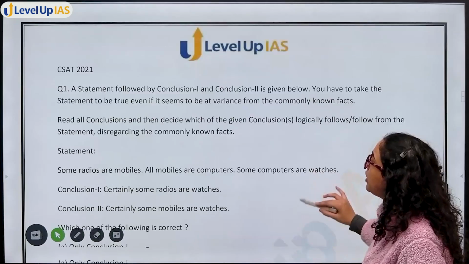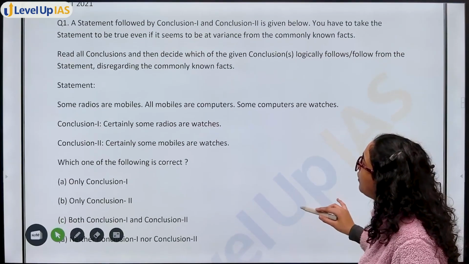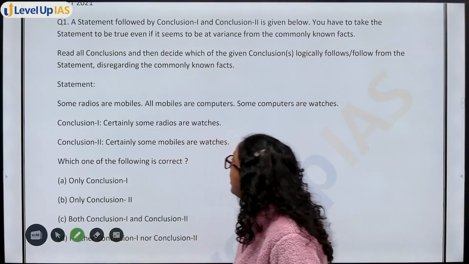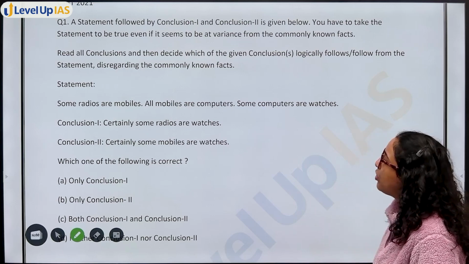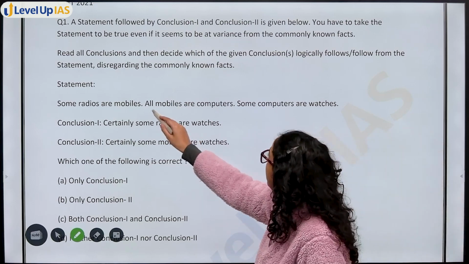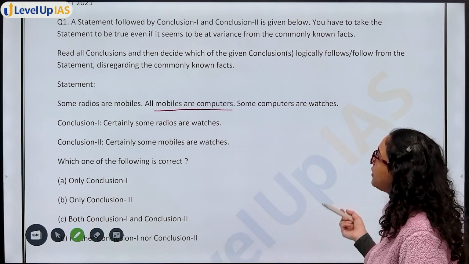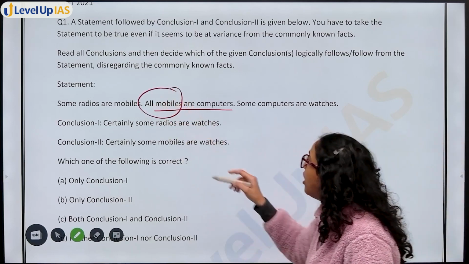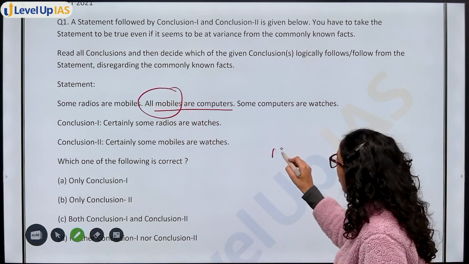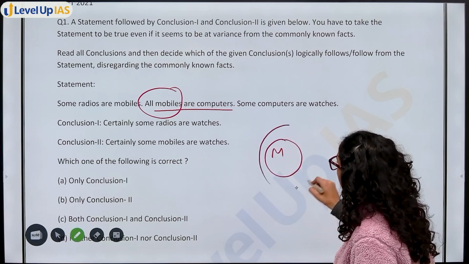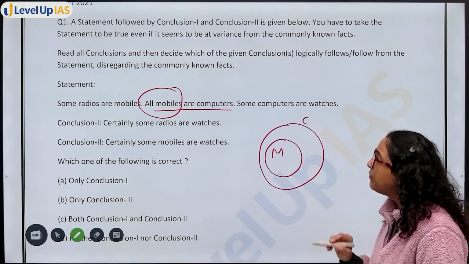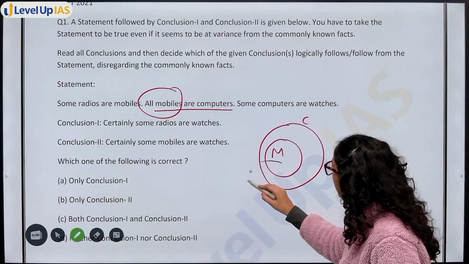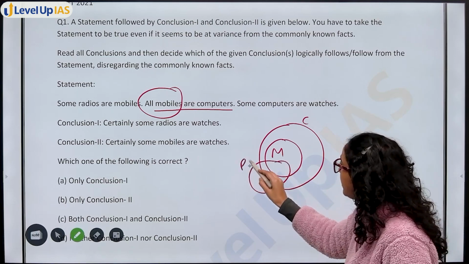Now moving on to the next question of CSAT 2021. Here what is it? Some radios are mobiles, all mobiles are computers, some computers are watches. Again we will start with the all statement. All mobiles are computers. So all mobiles, they are computers. Some radios are mobiles. So that means radios will be like this.